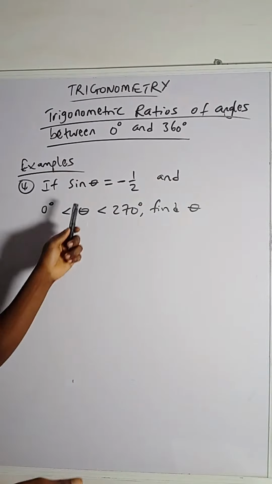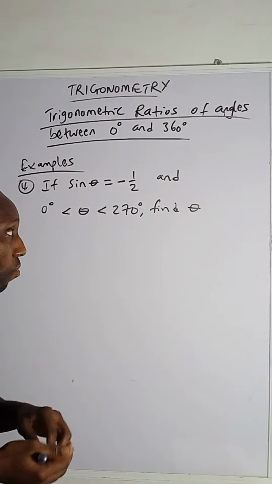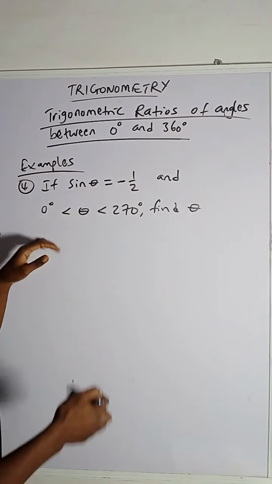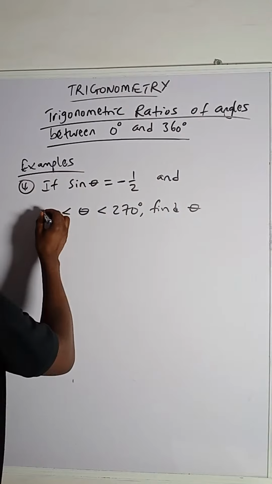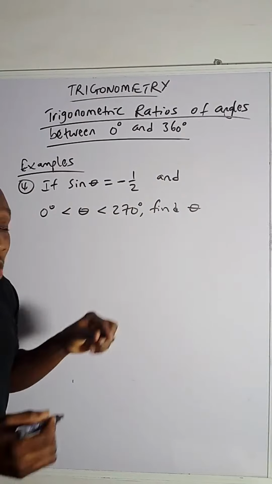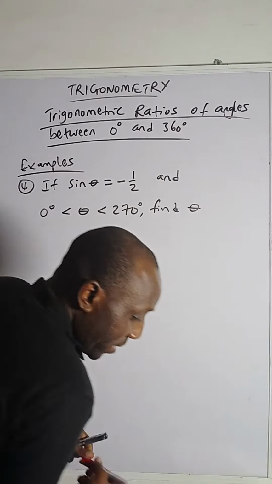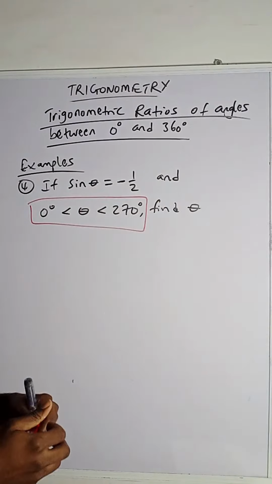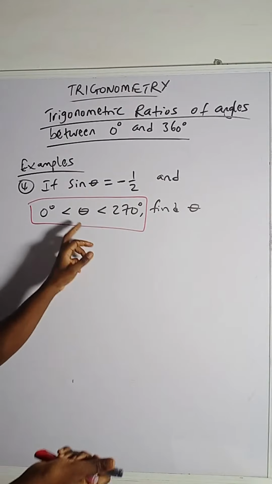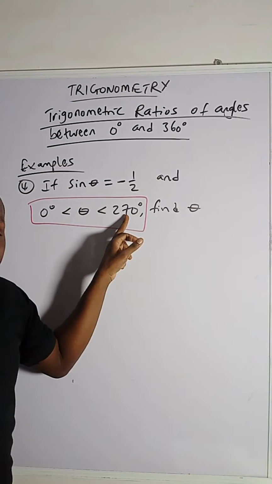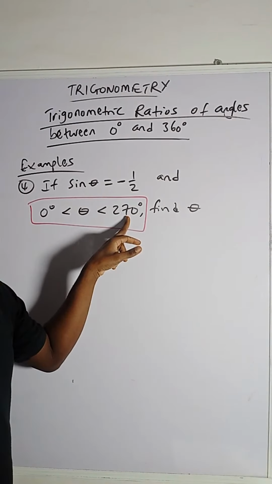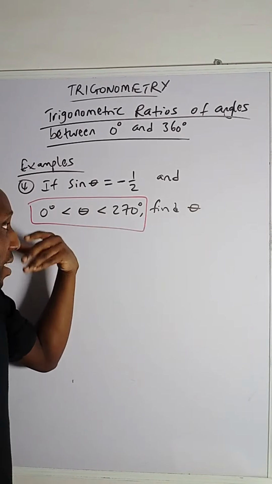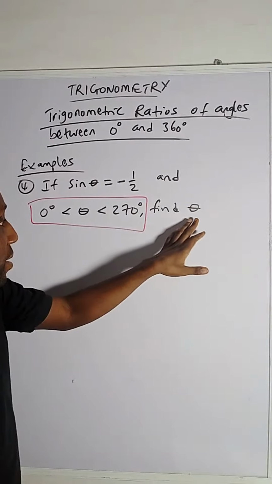So we're told that if sine theta is equal to a negative 1 over 2 and theta lies between 0 degrees and 270 degrees, you must look at this condition. It's very important you look at this. I'm even trying to highlight it for you now. Theta lies between 0 degrees and 270 degrees. Your answer should be between 0 and 270. Don't exceed 270. Find theta.